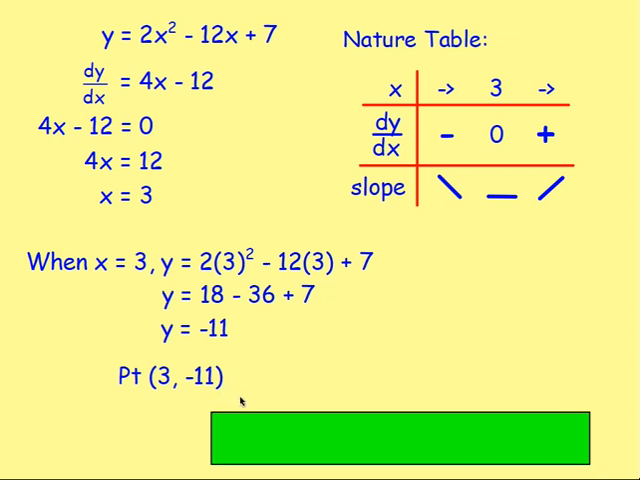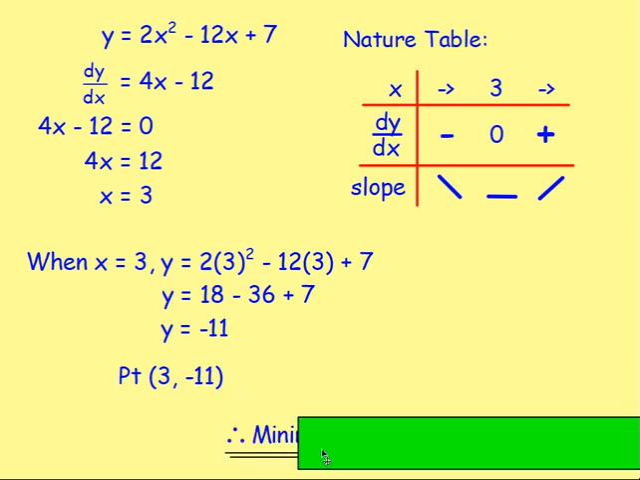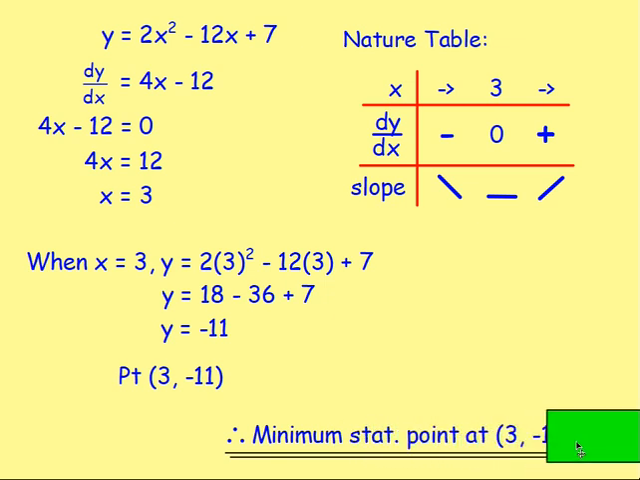Make sure whenever you answer these questions though, you state, is it a maximum, is it a minimum, is it a point of inflection? And for that, our nature table shows us it's a minimum, therefore you've got a minimum stationary point at 3, negative 11.